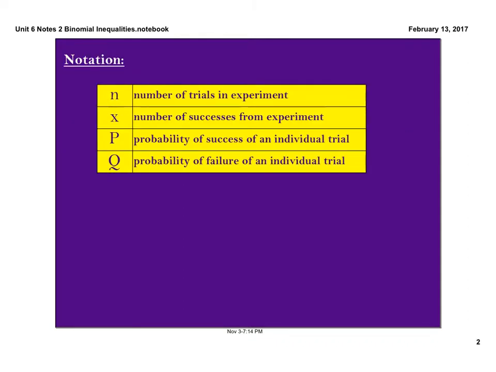All of our notation is still the same. N is our number of trials, X is the number of successes, P is the probability of success on each individual trial, and then Q is the probability of failure. But remember that Q is also the same thing as 1 minus P, and some people just refer to it as 1 minus P, because if you think of 100%, you have one success, one failure, so the two together make up 100% of your trials. That's where that 1 minus P comes from.